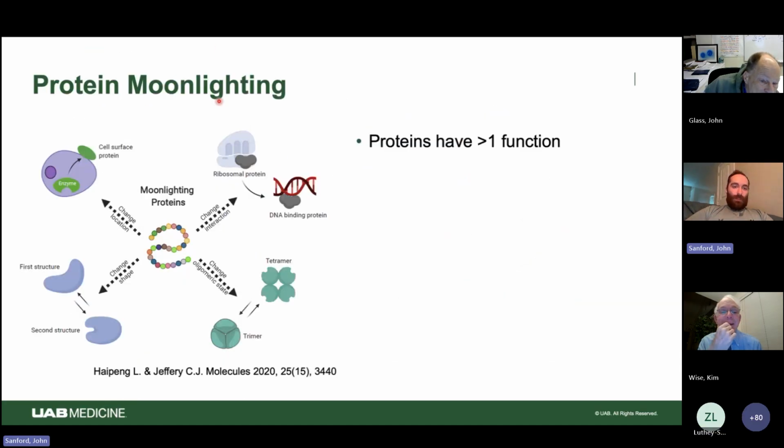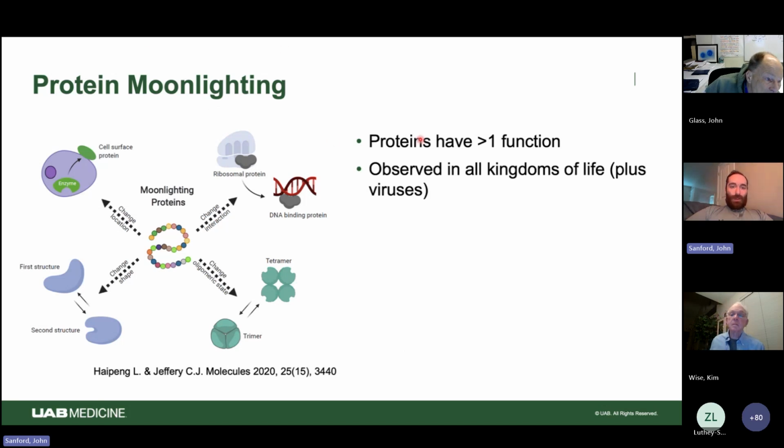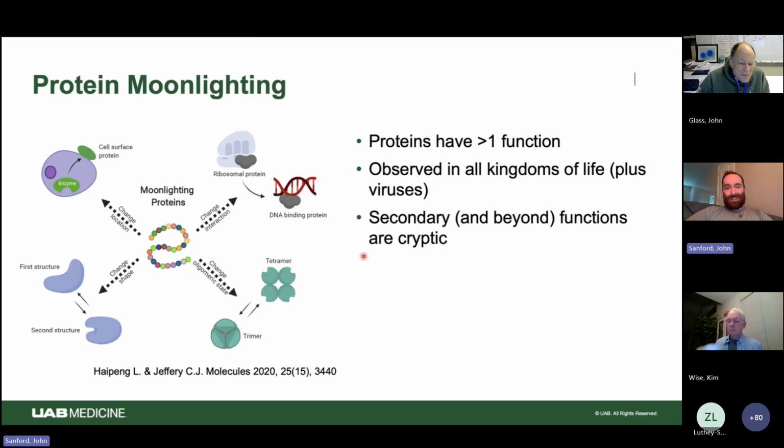Really briefly, as James mentioned earlier, I'll just quickly run through it. Protein moonlighting is this phenomenon we see where a protein can have more than one function depending on what's happening. You find it everywhere in life. If you count viruses alive, they're there too. Otherwise, we'll just snarkily say plus viruses.